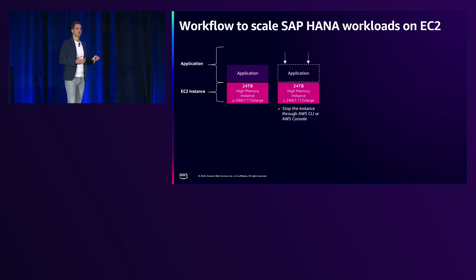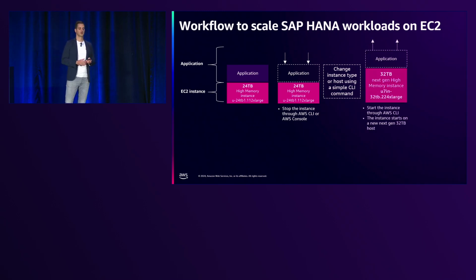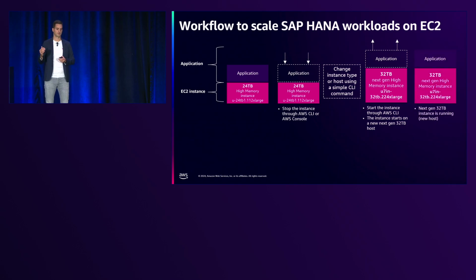Actually, you need to stop your SAP application and the HANA database, and then you stop the instance. With a single API call or click in the console, you change the instance type, and then you start up your new instance configuration, in this case on the U7IN 32 terabyte, and then you start your application as well. Once the HANA database is loaded, you are operating on the new instance type.